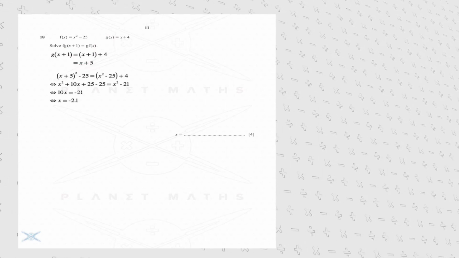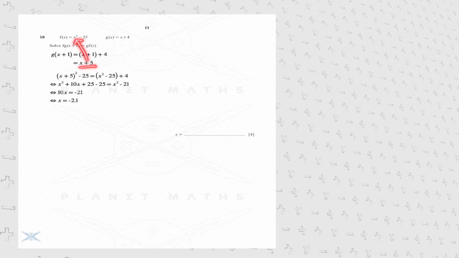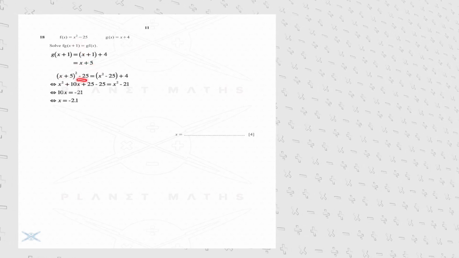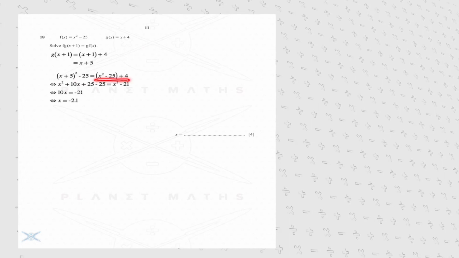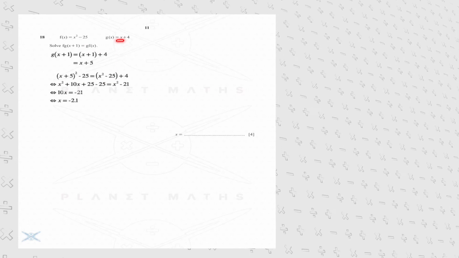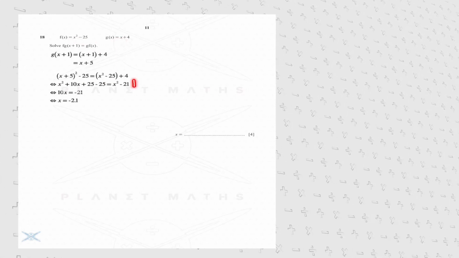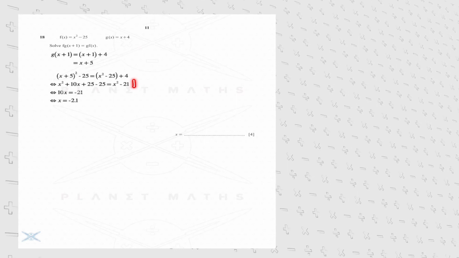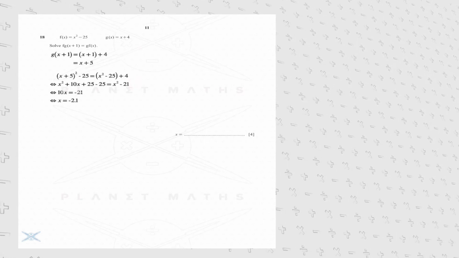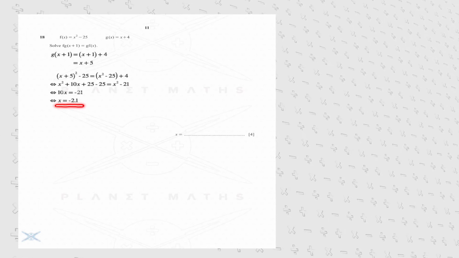Now we will plug in x plus 5 for all of the x's in f of x. Therefore we have to square x plus 5, take away 25, and equate this with g of f of x, meaning that we will have to substitute x in g for x squared minus 25. Thereafter we simplify this equation for as much as possible and rearrange it for x, letting us conclude that the solution for this equation is x equals -2.1.